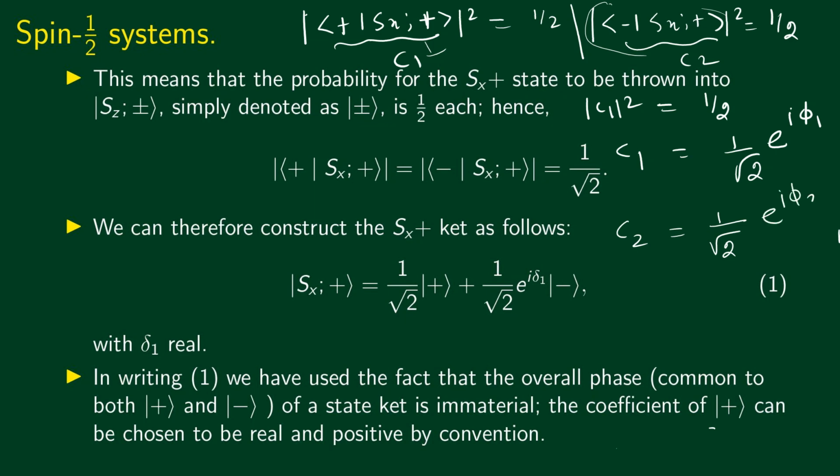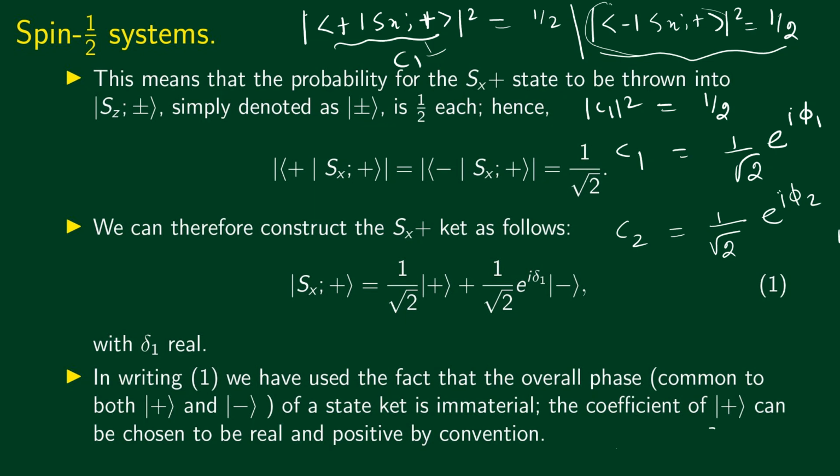Again, there could be an arbitrary phase factor here. Because any arbitrary phase factor put here would give you the same result. So this equation, or modulus C1 squared equal to 1 by 2 and modulus C2 squared equal to 1 by 2, actually allows us to calculate C1 and C2 only up to a phase factor.